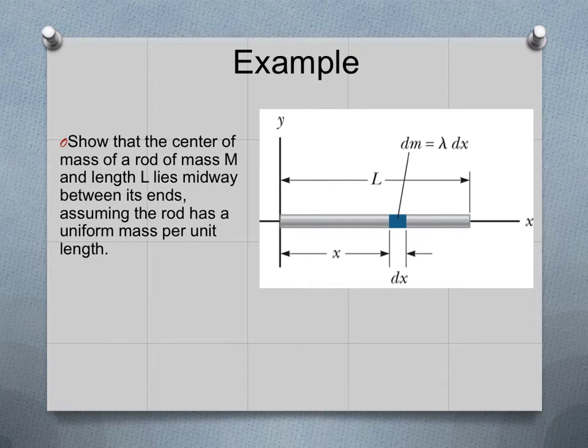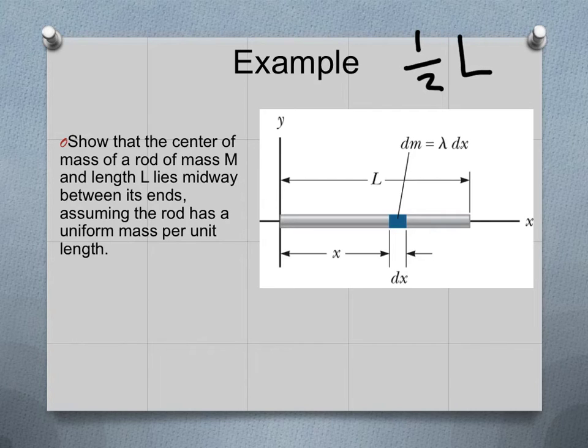Alright guys, in this example we want to show that the center of mass of a rod of mass M and length L will lie midway between its ends, assuming that the rod has a uniform mass per unit length. Because they say that it's uniform, we could argue based on symmetry reasons that the center of mass should be equal to 1/2 times the length. Ultimately, that's our goal.